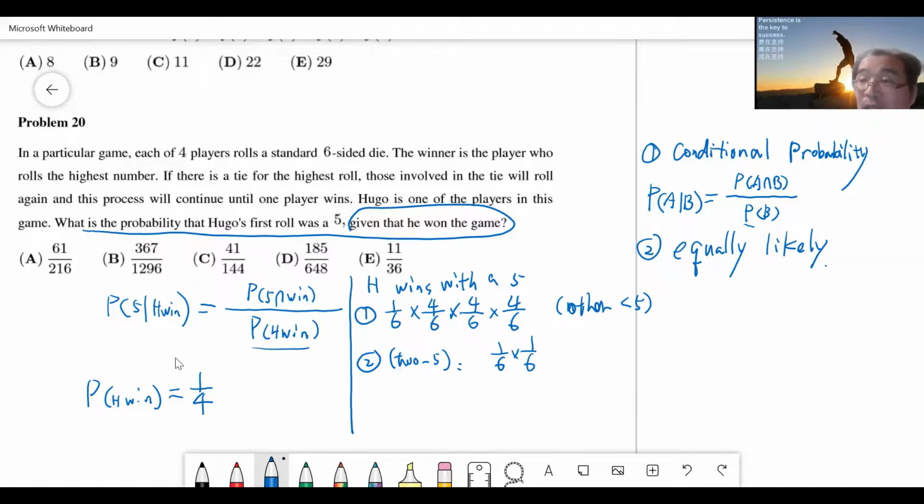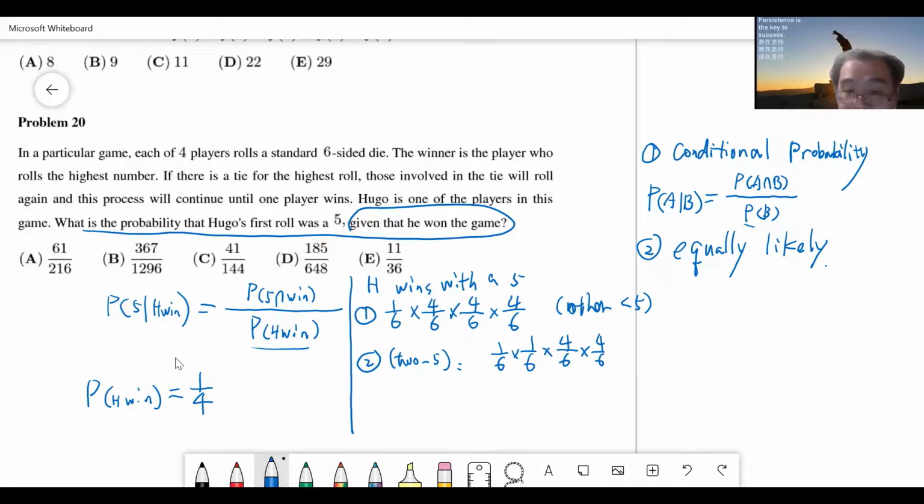This first player got a 5 as well, right? So then we times the rest of the players, who must get 4 over 6 and 4 over 6, another number less than 5, right? So this is just one of the cases, right? One case. So in this case, Hugo has this condition.